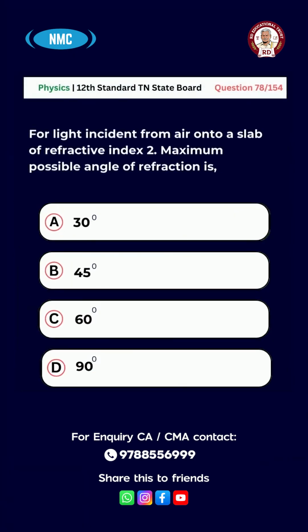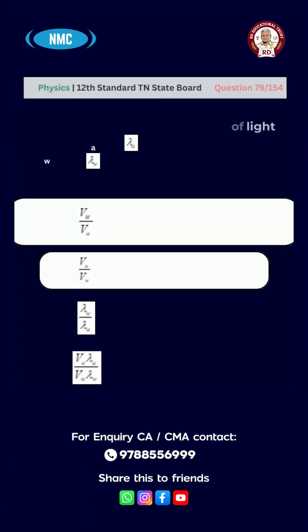Question number 78. For light incident from air onto a slab of refractive index 2, the maximum possible angle of refraction is option A 30 degree, B 45 degree, C 60 degree, D 90 degree. And the right answer for this question is option A, 30 degree.